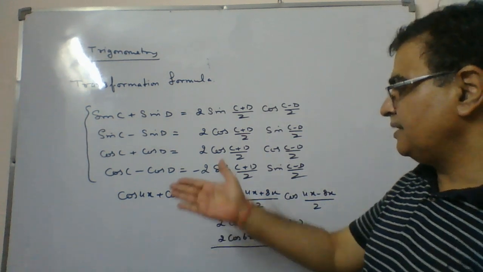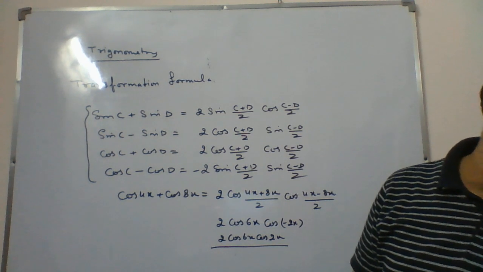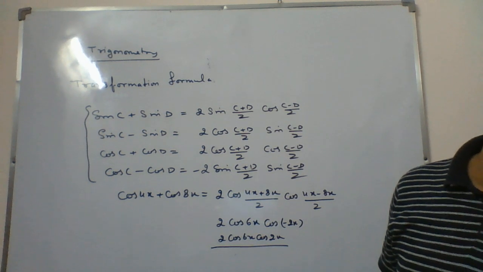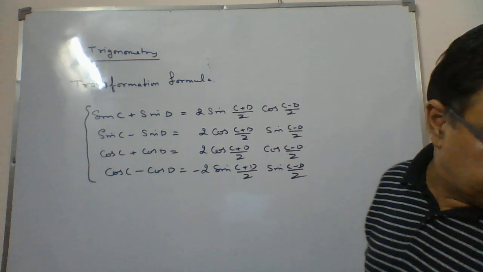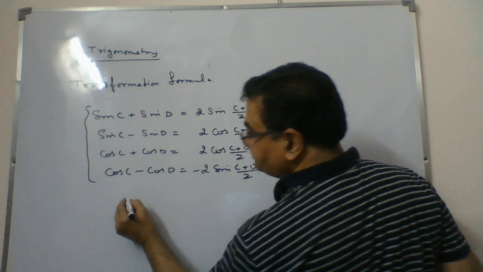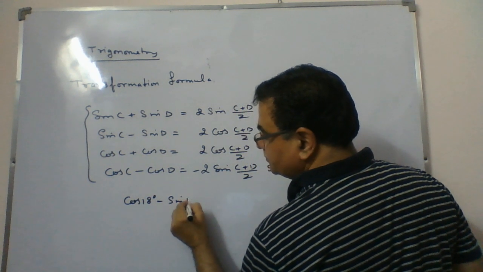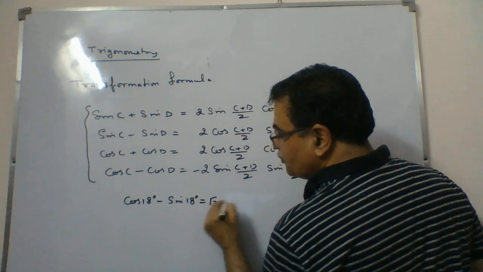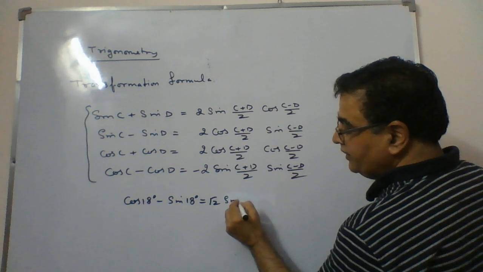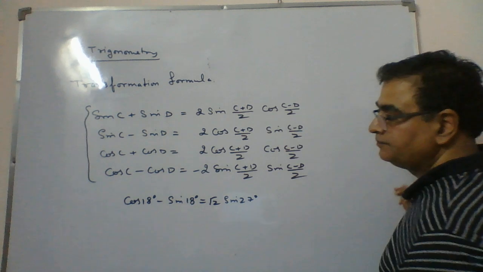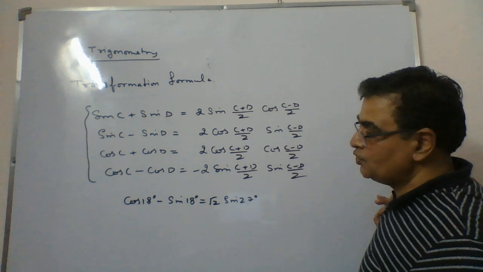Now we are coming to some more questions on it. These are the 4 results we are going to use, and we have to do the questions here. The question says: prove that cos 18 minus sin 18 is root 2 sin 27.